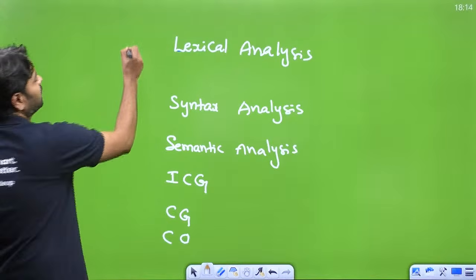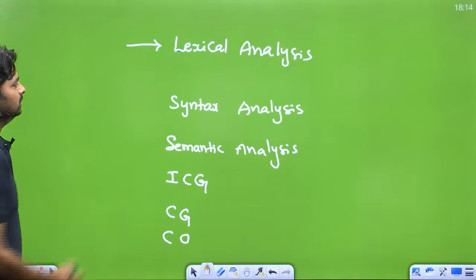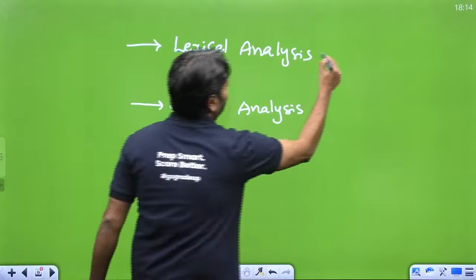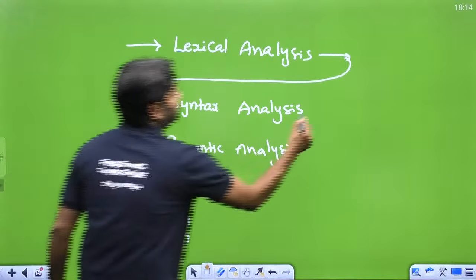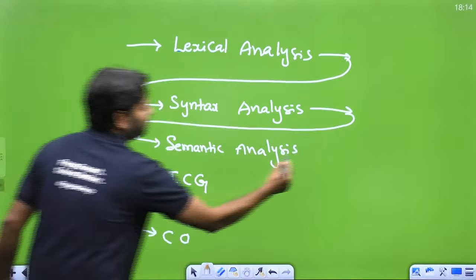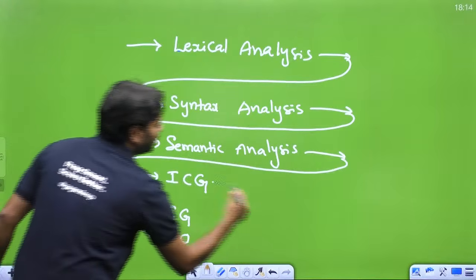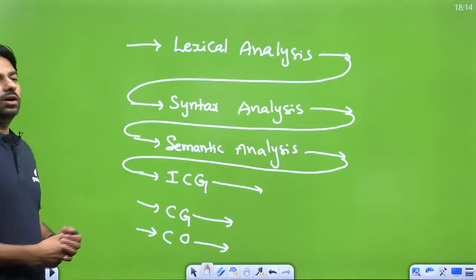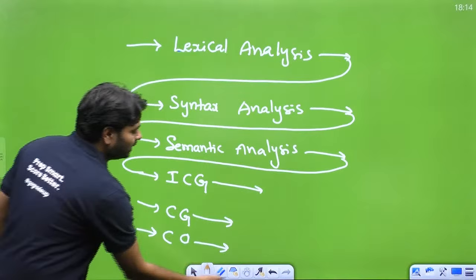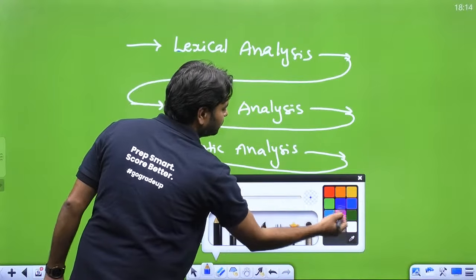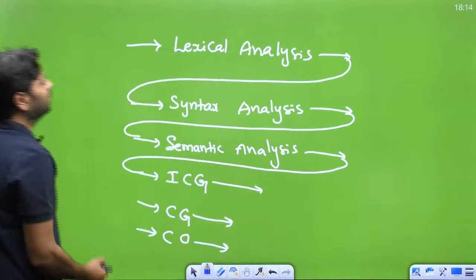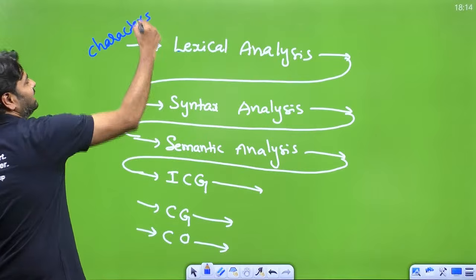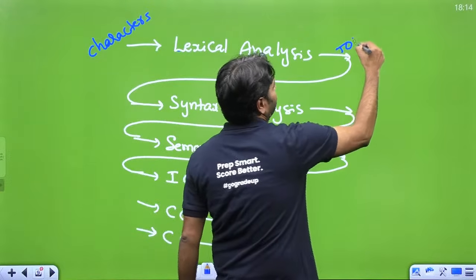Tell me what is the input to the lexical analysis, and what is the input to all of them, and what is the output? Okay, here I'm just writing separately. Okay, fine. Now let's come to the answers one by one very quickly. Input is, as you told, the character sequence. I'm just writing characters. Here the output is tokens.